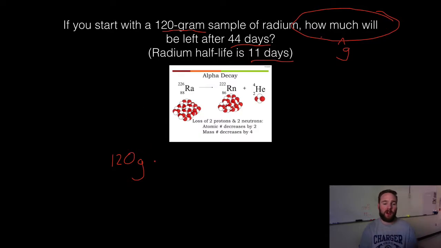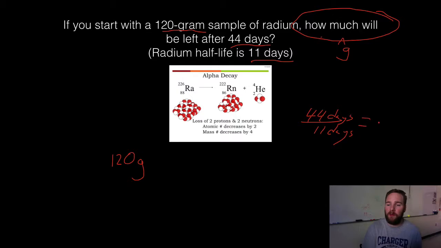Okay, super. So I have my starting amounts. I know my final answer needs to be in grams. The next thing I need to know is how many half-lives do we have, right? We know it's 44 days is the time period we're looking at, but a half-life is 11 days. So the first bit of math we need to do is 44 days divided by 11 days is going to give you 4 half-lives. So once we have this information, we're good to go. We can figure out the problem.